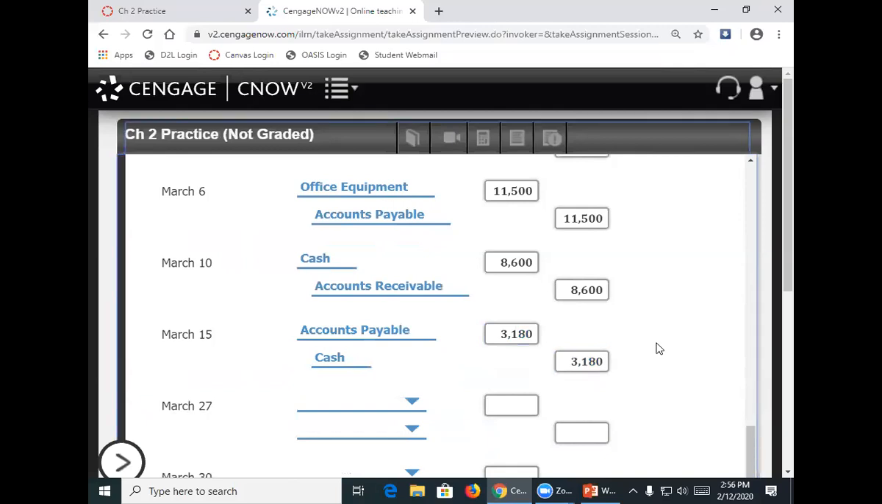Again, sometimes it helps just to draw out the little T accounts and see what's happening. I'm a very visual learner. And so to me, it makes more sense sometimes just to see, well, what's going on? On March 6th, we bought office equipment on account. And so we had credited accounts payable here. So that's what our accounts payable looked like. And then on the 15th, we made a payment. So we decreased that by $31.80.